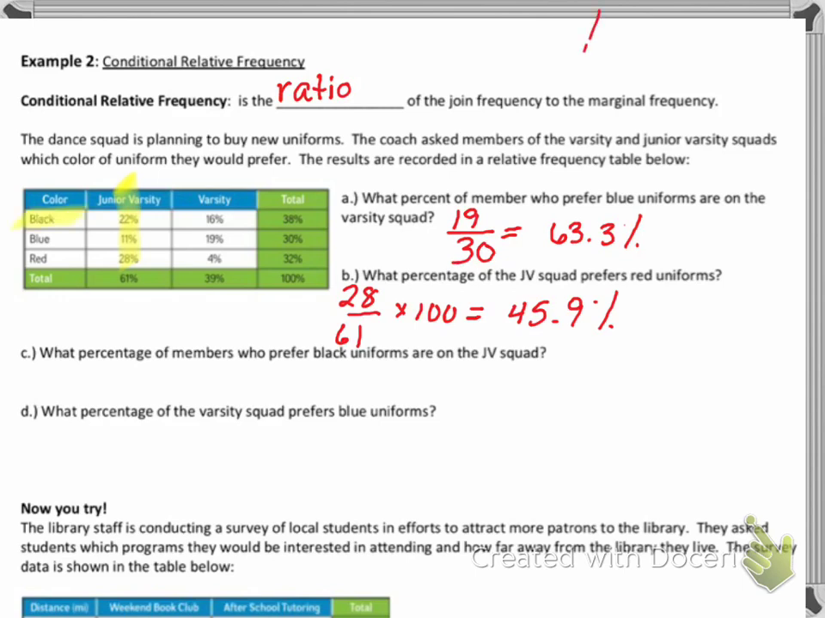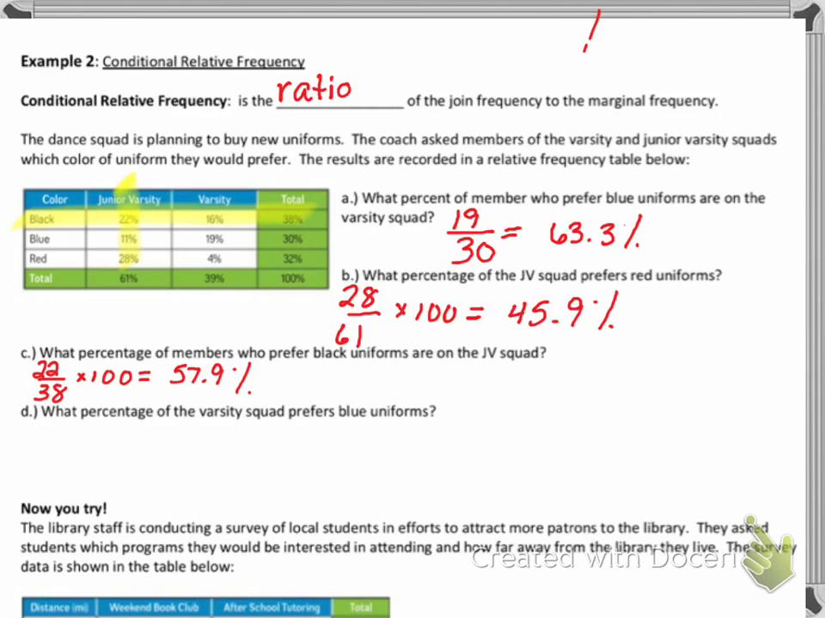In question C, it says, what percent of members who prefer black uniforms? So again, I'm going to be looking at this row's total, which is 38. How many of them are on the JV squad? And that would be, let's see, 22. So I divide that, multiply it by 100, and I will get 57.9.